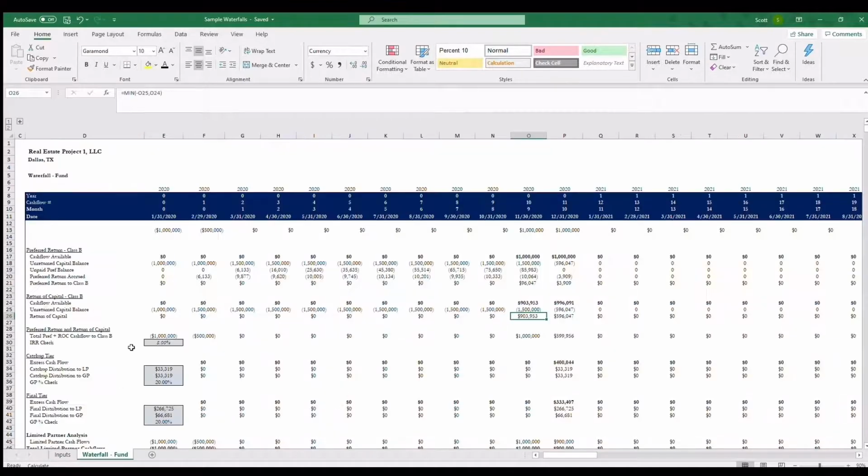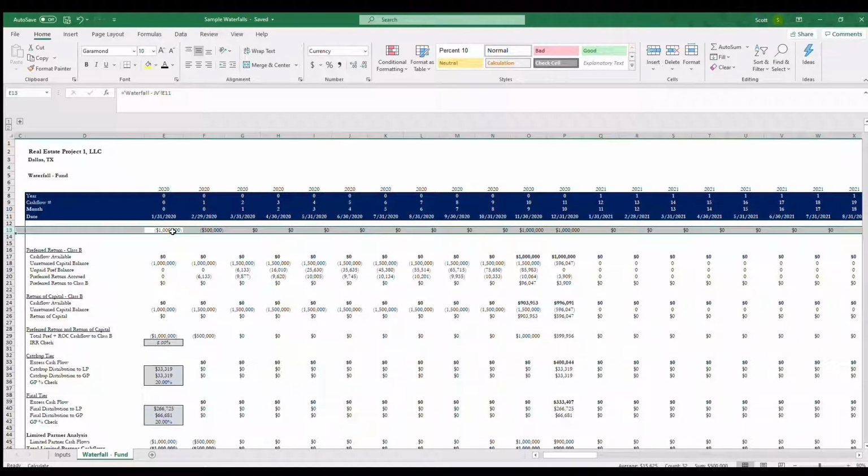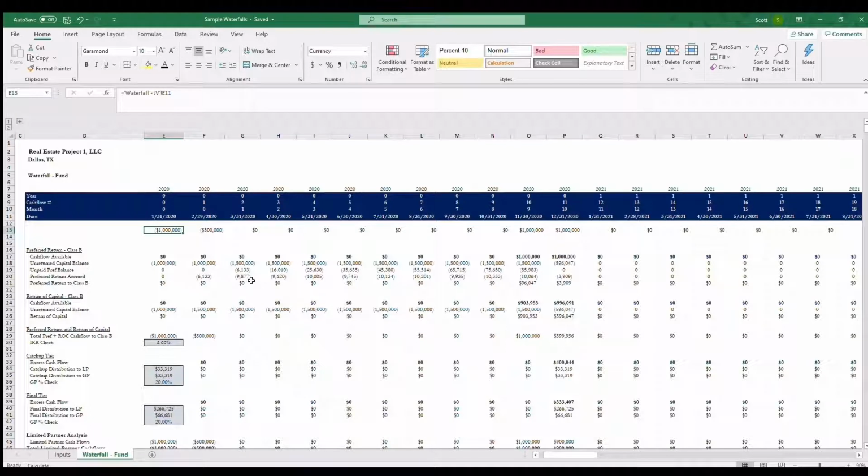So now we'll go to the waterfall and show you how exactly this preferred return is calculated. So this top line we have right here is just the gross cash flows of the fund. So these two negative numbers, the negative $1 million and the negative $500,000, these would be capital contributions by the limited partners. These two distributions for a total of $2 million over here are the gross distributions that are going to run through the waterfall.